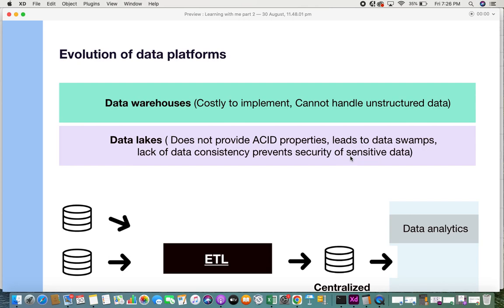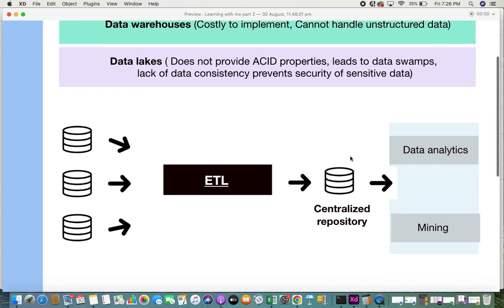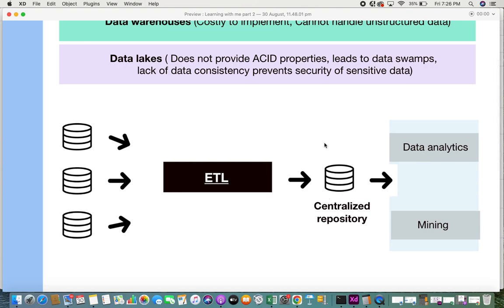So with these data platforms, the very underlying architecture is that they maintain a central repository. So when data is collected from multiple sources, it can be any type of data, structured, unstructured, or semi-structured, depending on the type of architecture that's being used. These data are collected and then transformed in a way that it can be stored in a central repository. Okay, so that's where ETL comes in.